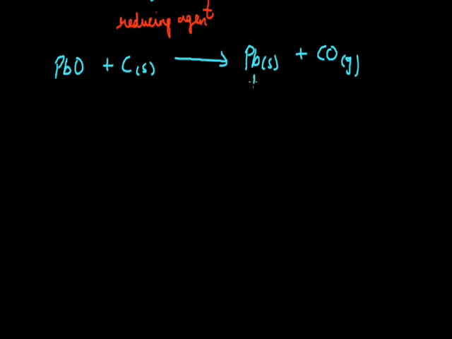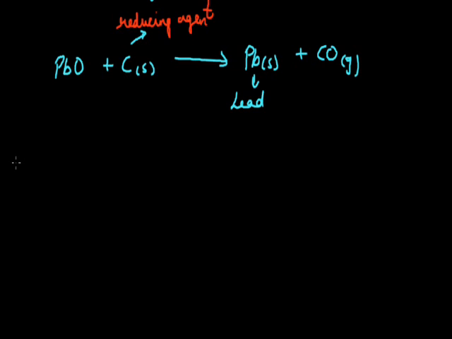Similarly, the oxides of iron and lead are also reduced by carbon, like PbO plus carbon. That is, when PbO is reacted with carbon, on heating it will form Pb metal and liberate carbon monoxide gas. So this is Pb metal, that is lead. This is lead oxide and here carbon reacts with it. Here again carbon is the reducing agent.